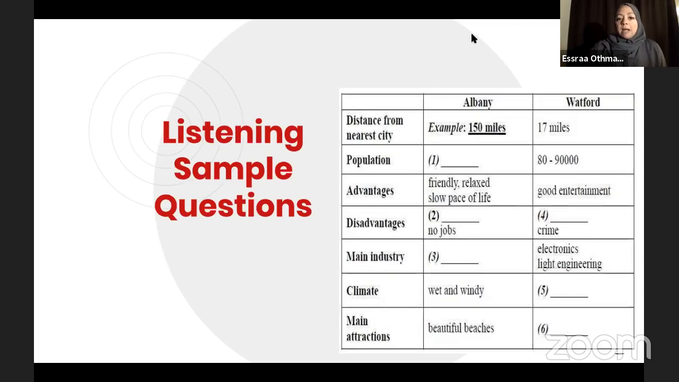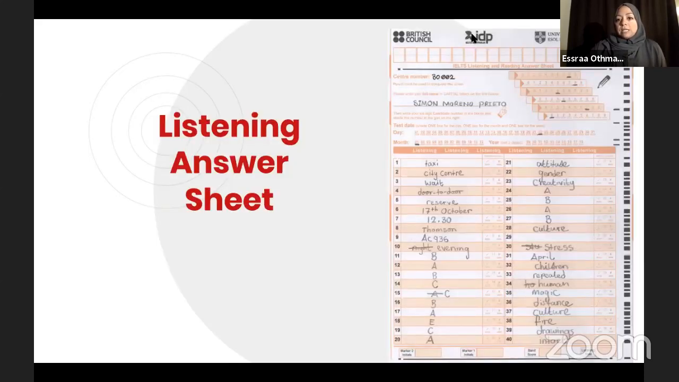Now, how about the answer sheet? This is how the answer sheet looks like. In listening and reading, you are going to use pencils, not pens. Pens are not allowed. So for the first part here, as you can see, you're going to shade your candidate number because each person or each candidate has a certain number after registration. It is sent to you.